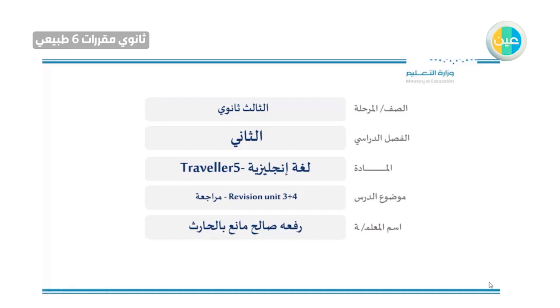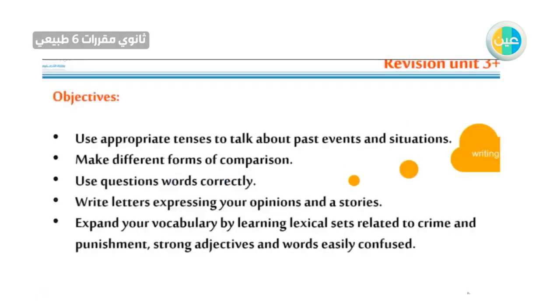This is English, Traveler 5, revision for Unit 3 and 4. In this lesson, you will be able to use appropriate tenses to talk about past events and situations, make different forms of comparison, use the question words correctly, and write letters expressing your opinion and write stories. Expand your vocabulary by learning lexical sets related to crime and punishment, strong adjectives, and words easily confused.